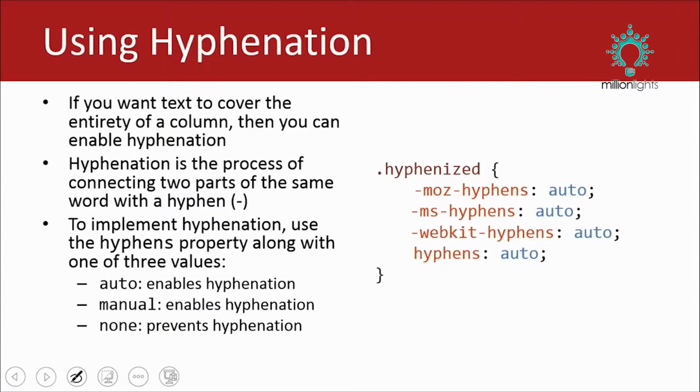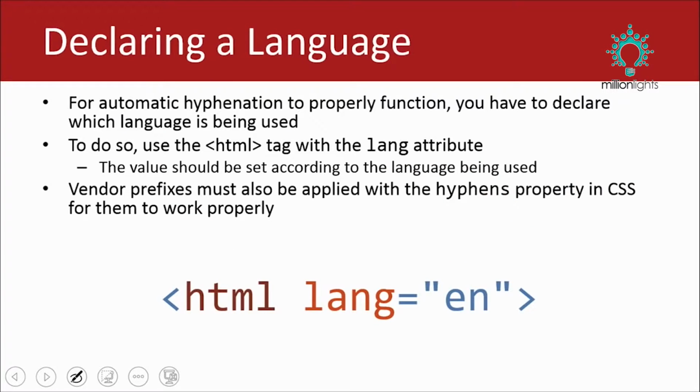So here I just went ahead and set it as auto. Notice that I use the vendor prefixes for everything, along with hyphens itself, in case a prefix isn't needed. One thing to note about using hyphens is that if you want your text to automatically be hyphenated, you need to set the language in your HTML document. You just do that inside of the HTML tag with the lang attribute. For English, just set the value to en.